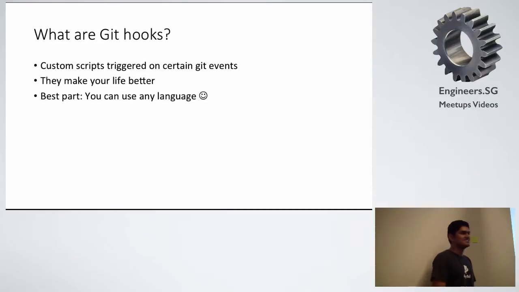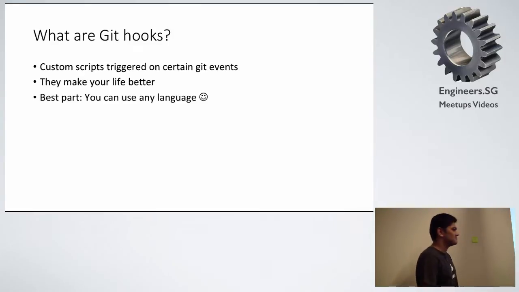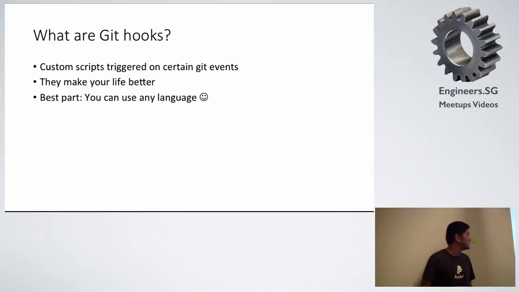So Git is a tool that we use almost every hour, if most of us are software engineers, I believe. So Git hooks can really be used to make life better. And the best part about it is that you can use any language to write them. So as long as the language is executable by the environment, you're good to go.